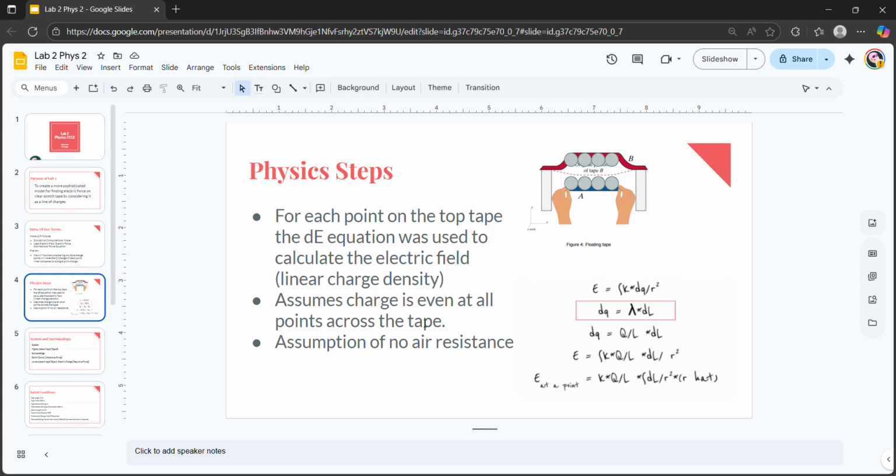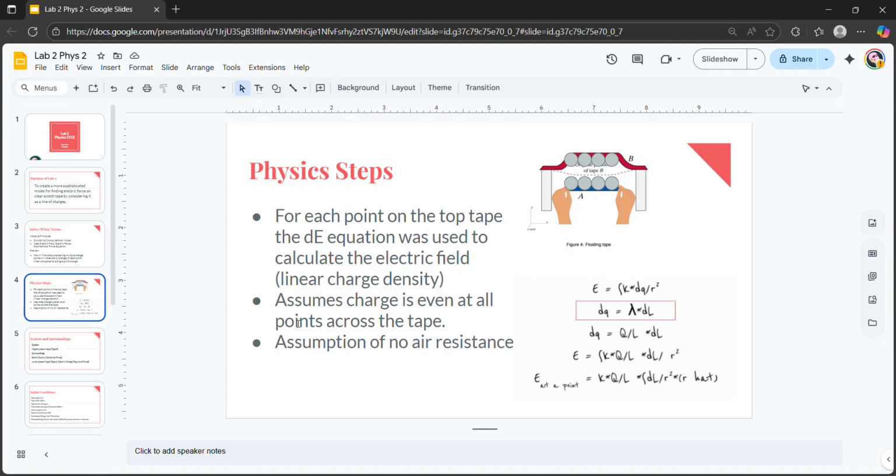Physics steps. For each point on the top tape, the dE equation was used to calculate the electric field. This is where you use a linear charge density. All we're saying is that we're using this equation, with lambda being the linear charge density. And all that means is that for each point, we're calculating the forces acting on it by each of the points on the bottom. So for each top point, we're calculating the force of each bottom point acting on it.